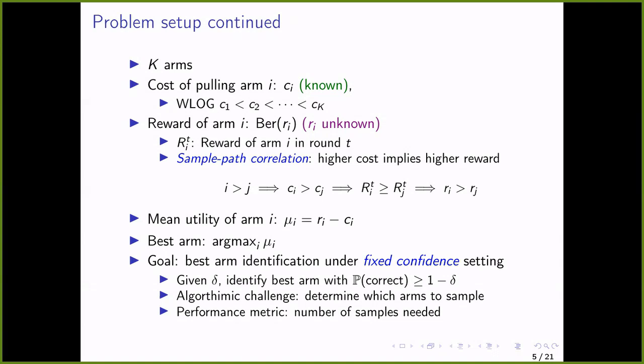The algorithmic challenge is to determine which arms to sample to identify the best arm. The performance metric is the number of samples needed to identify the best arm correctly with probability at least 1 minus delta.